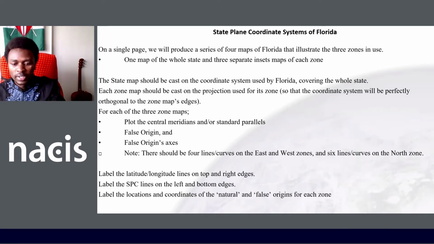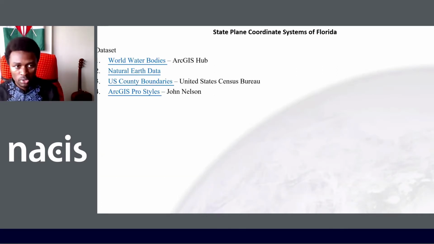So the data that was used for this project came from the World Water Bodies from ArcGIS Hub, the boundaries from Natural Earth data, and the US county boundaries from the United States Census Bureau. And then I also used John Nelson's awesome styles.